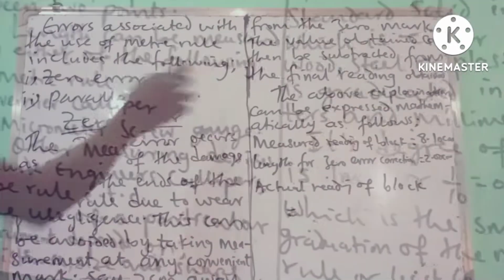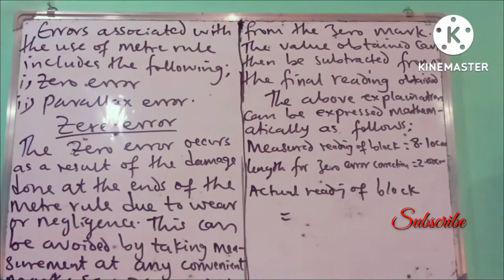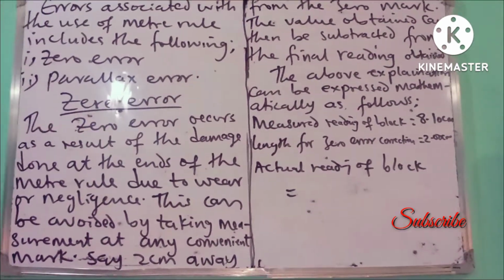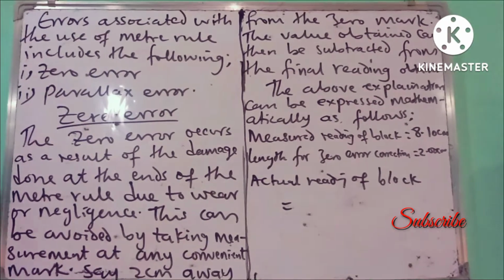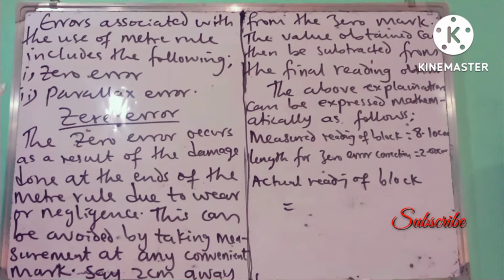The errors include the following: 1, zero error; 2, parallax error. These are the commonly found or detected errors with respect to meter rule. So we shall consider each of them one after the other, starting with zero error.